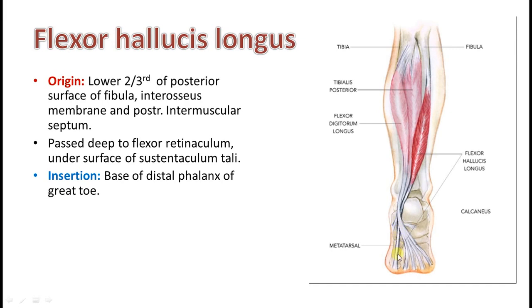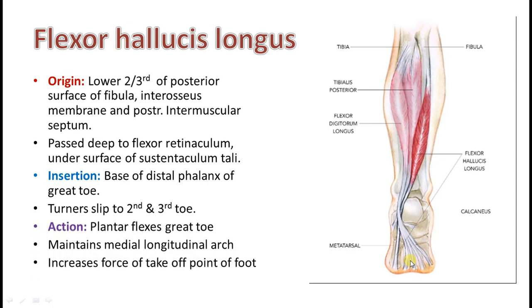It is inserted into the base of the distal phalanx of the great toe, on the plantar surface. It also sends slips to the second and third toe tendons of the flexor digitorum longus. Actually, it is called the Turner's slip. The Turner's slip is two slips from the flexor hallucis longus to the flexor digitorum longus tendon of the second and the third toe.